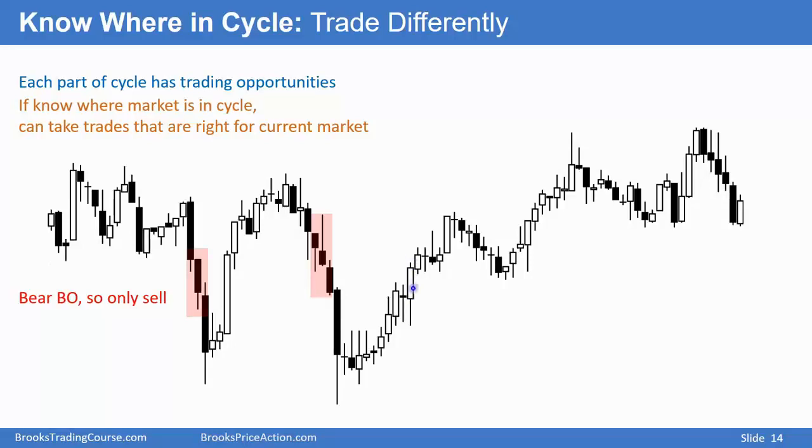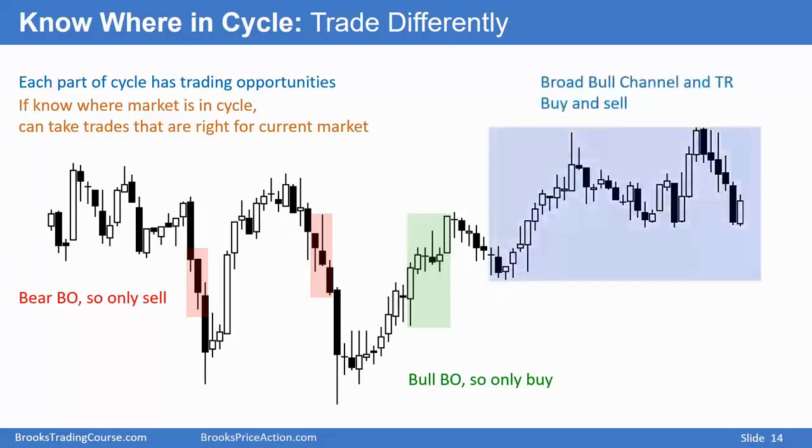Here we got a bull breakout. I'm only interested in buying at that point. And then this is a trading range. In fact, the entire chart is a trading range. And once it's clearly in a trading range, I tend to switch to limit order trading, buying below bars and scalping, selling above bars and scalping. This is still a bull channel. We're getting higher lows and higher highs, but it's also in a trading range.